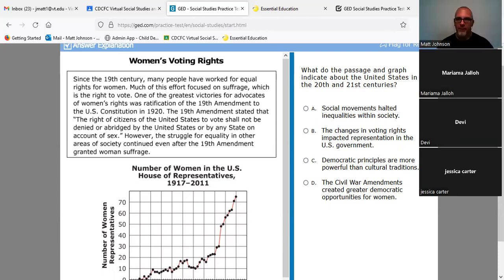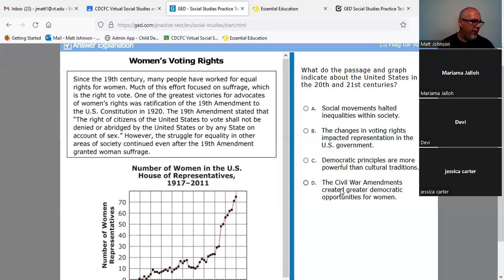My screen froze up. I'm sorry, what was that? My screen had froze up. Oh, okay. Well, you know what? I am going to go ahead and give this one a try then. So see if you can get it working there. In the meantime, so what do the passage and graph indicate?